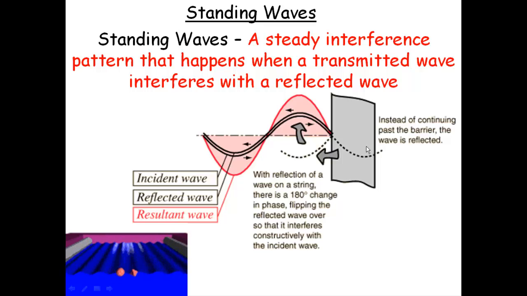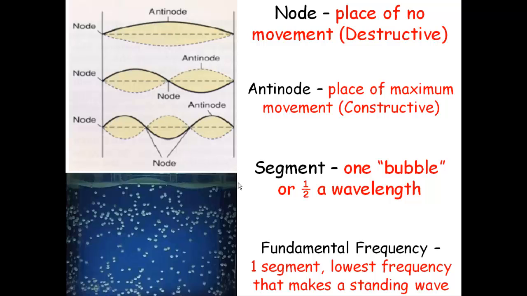The reason why that was important is so that we can discuss standing waves, because that's exactly what's happening. A wave is coming in and then it reflects, and there will be points where there is destructive interference, and there's points that are constructively interfered, and you get a really neat looking pattern because of it. The parts of this pattern are nodes, antinodes, segments, and the fundamental frequency. We're not going to focus too much on sound and fundamental frequencies, only enough to know that they exist.